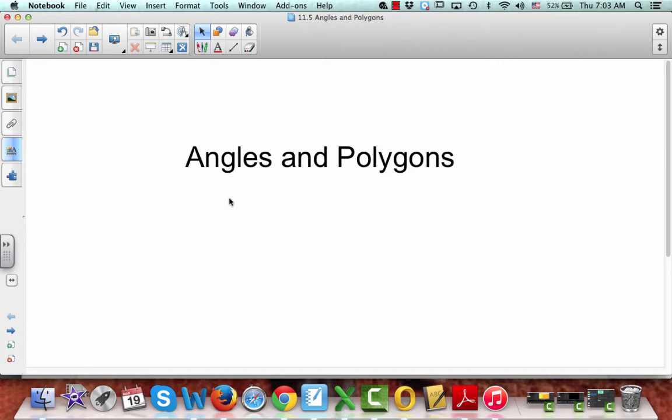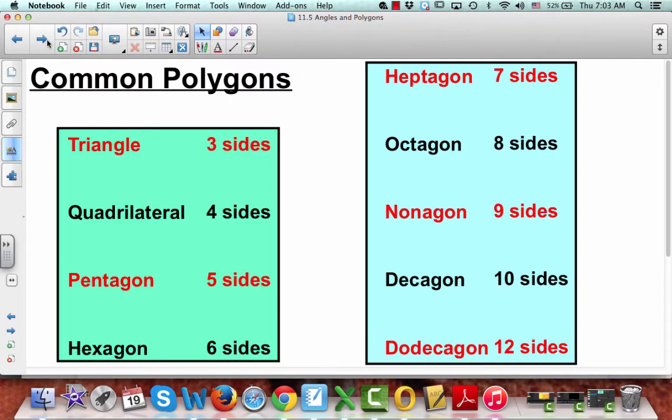Angles and polygons. Okay, some common polygons that you have are the triangle, the quadrilateral, the pentagon, the hexagon. Triangle has 3 sides, the quadrilateral has 4 sides, the pentagon has 5 sides, and the hexagon has 6 sides. Heptagon has 7 sides, octagon 8 sides, nonagon 9 sides, and a decagon 10 sides. And finally there's the dodecagon, the 12 sides.